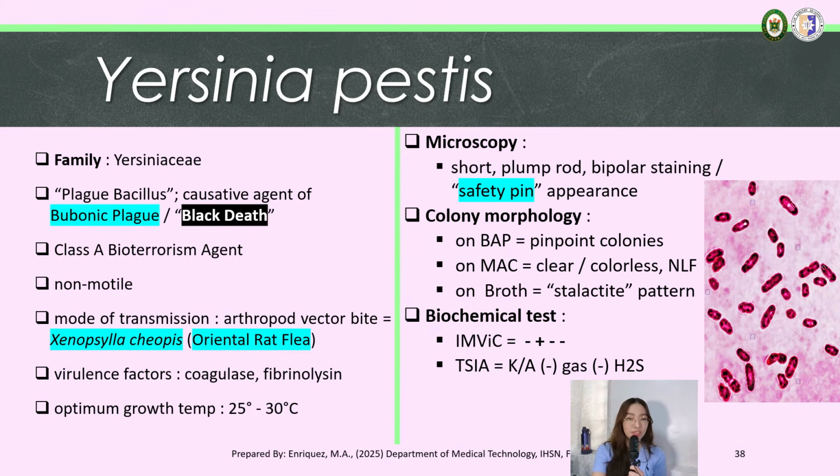Recall time muna po. There were two other bacterial pathogens na na-discuss na natin in the past na category A bioterrorism agents. So one was the aerobic spore-forming gram-positive bacilli, and the other was a gram-negative fastidious organism. So, do you know? If you know, i-comment nyo below. Ano po yung dalawa pang category A agents of bioterrorism ang na-discuss natin in the past?